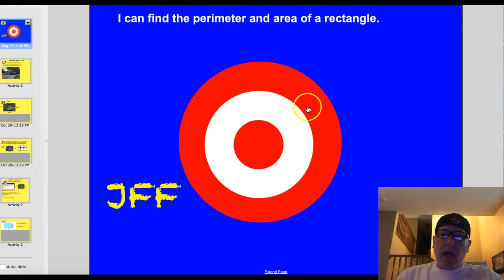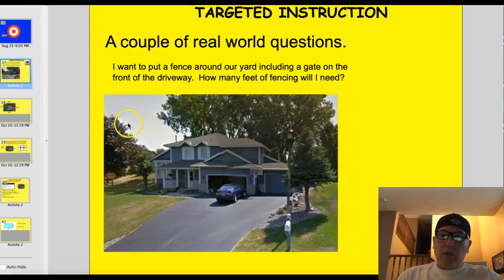Tonight officially, I can find the perimeter and area of a rectangle. Let's do this thing. Looking at the old Casa de Dudley. Wait, did I slip into Spanish again? So multilingual. A couple real world questions here.